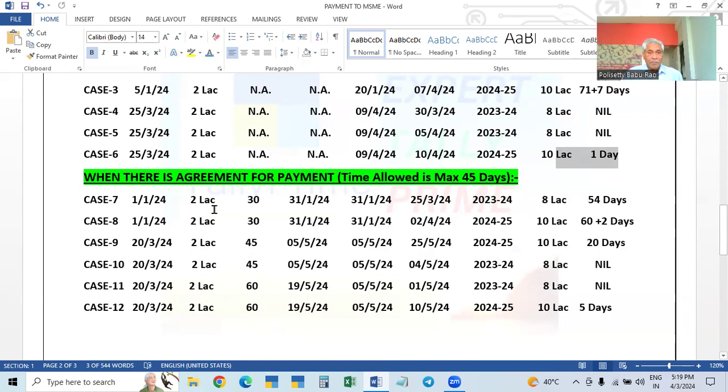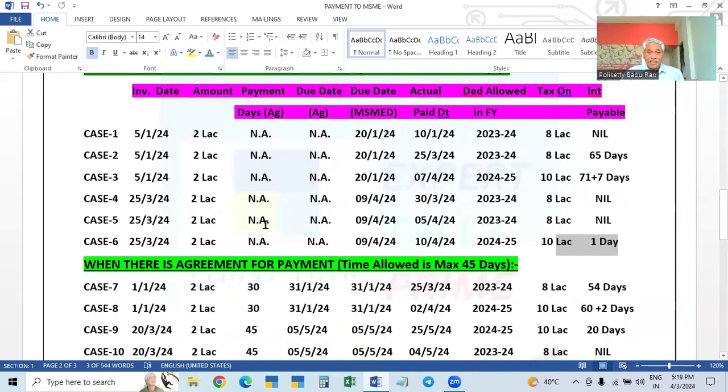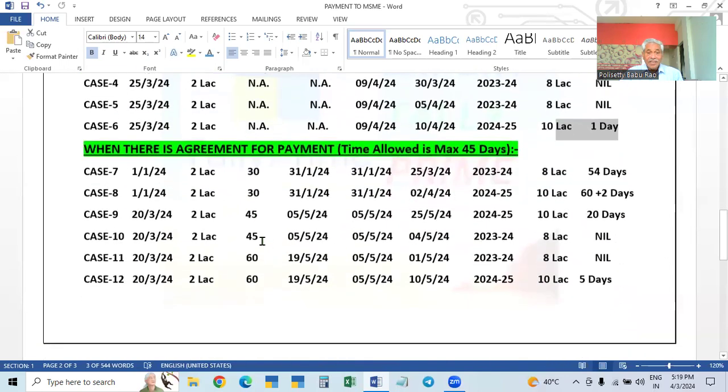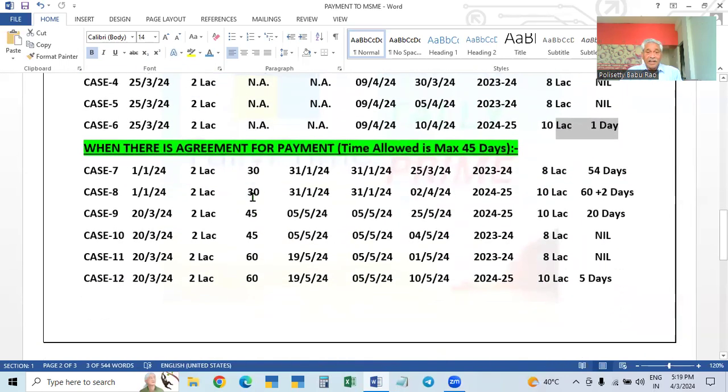Here, 2 examples. 1st January, 2 lakhs, 30 days, so 30 days of grace, days of credit. Here, nothing is there, the due date is not there. Here, the agreement period is 30 days. So the due date will be 1st January plus 30, that is 31st January, in both the cases.